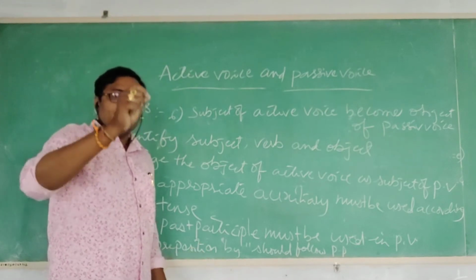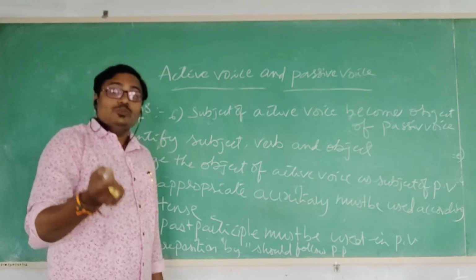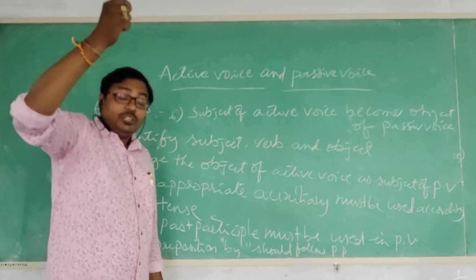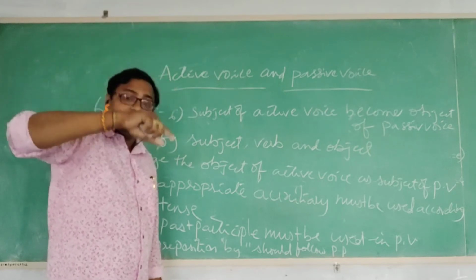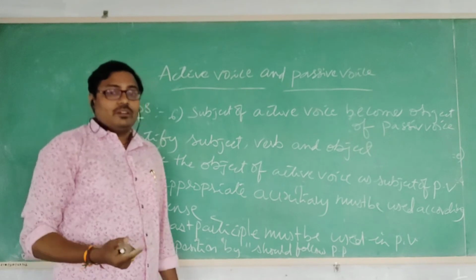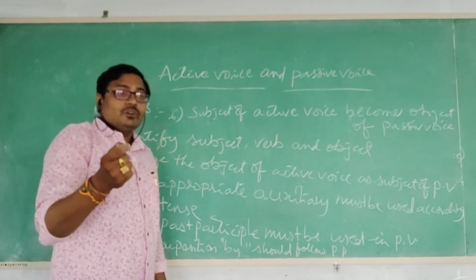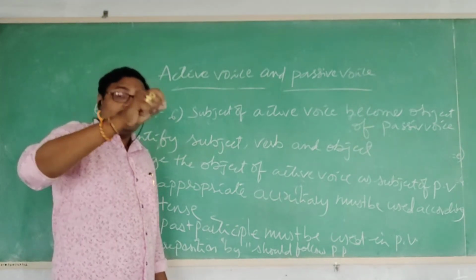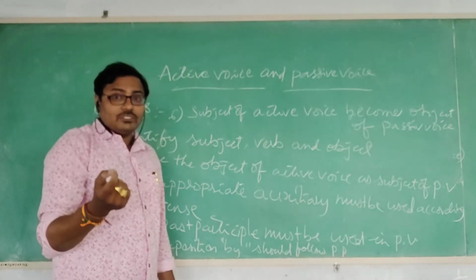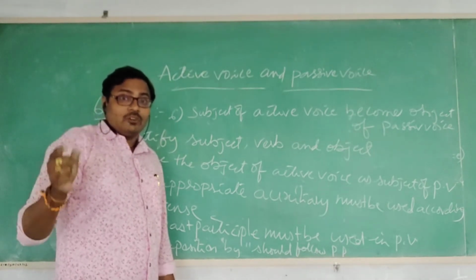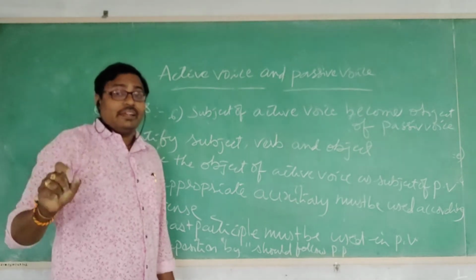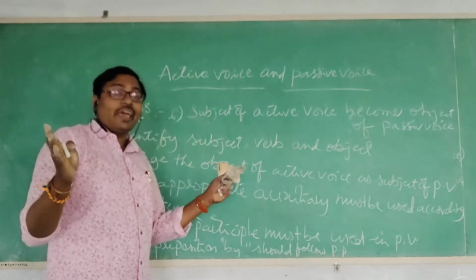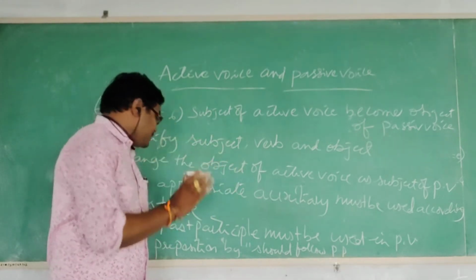For example, if it is in simple present tense, we have to use either is or are. Okay. For example, if it is in simple past tense, then we have to use was or were. If it is in present perfect, then we have to use has or have. If it is in past perfect, we have to use had. Okay. In this way, we have to use appropriate auxiliary verb in passive voice.